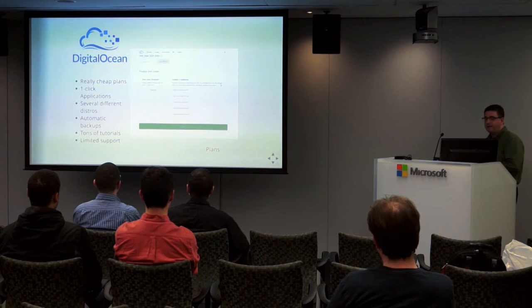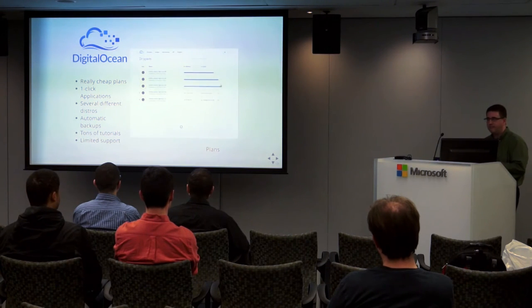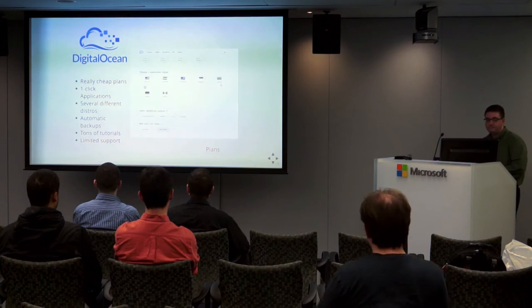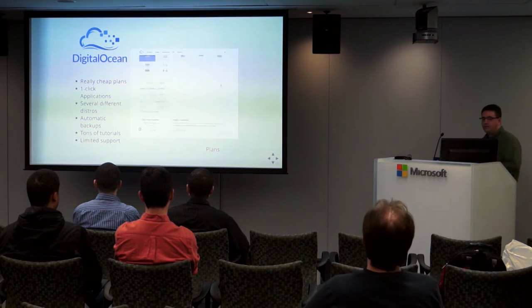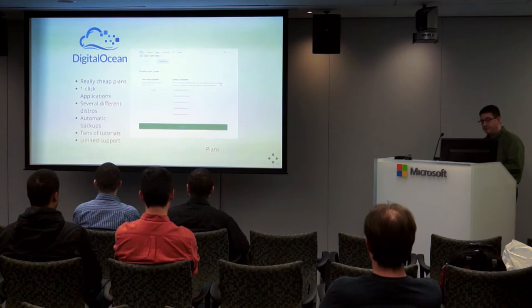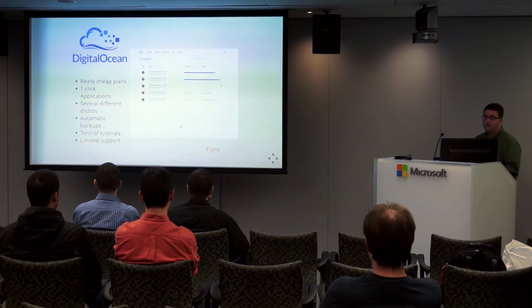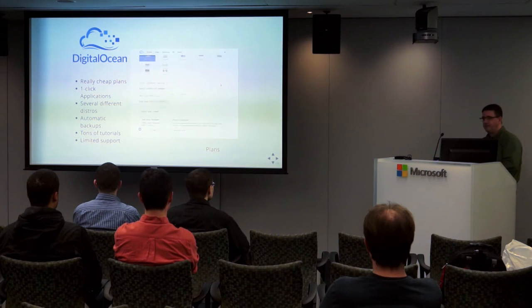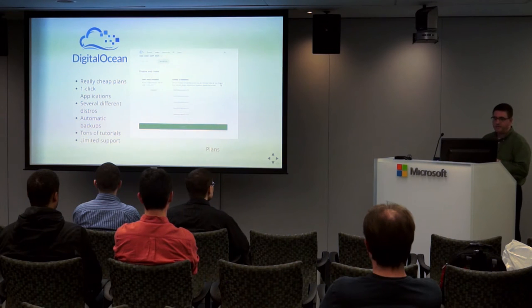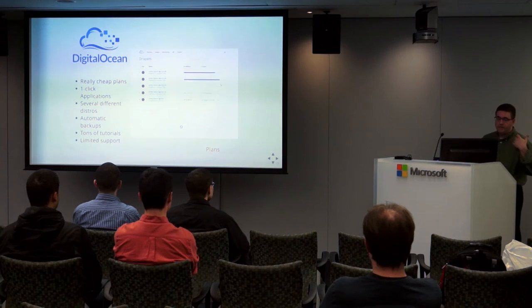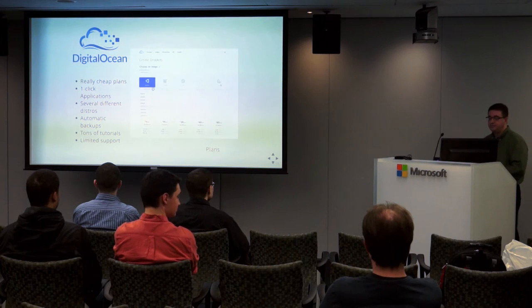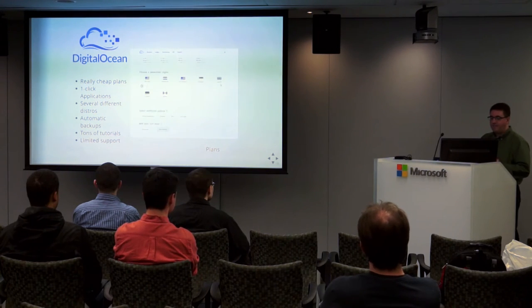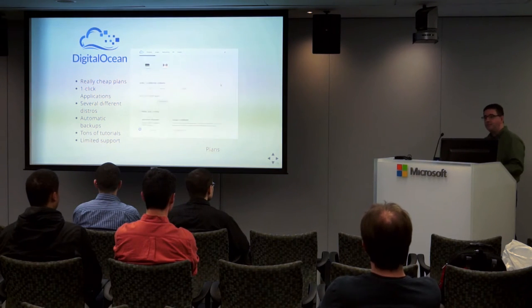A lot of these provide automatic backups. DigitalOcean provides a snapshot of your server, so if something goes south, you can go back and restore a backup. They offer lots of different distributions like CentOS, Ubuntu, Debian, FreeBSD, types of stuff. And their community is fantastic. They have tons of tutorials on everything that you could possibly think of, such as how to build a LAMP stack, how to set up monitoring tools, et cetera. In fact, you can get paid for writing a tutorial if they accept it.